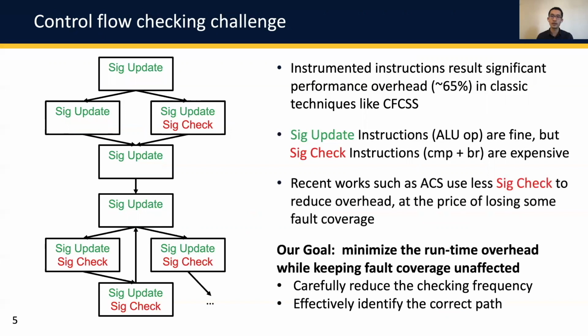As a result, we aim to provide a new validation method that can minimize the performance overhead while keeping the fault coverage unaffected. To do this, we need to be very careful to reduce the checking frequency in a way so that we can still identify the erroneous control flow paths among the correct ones.